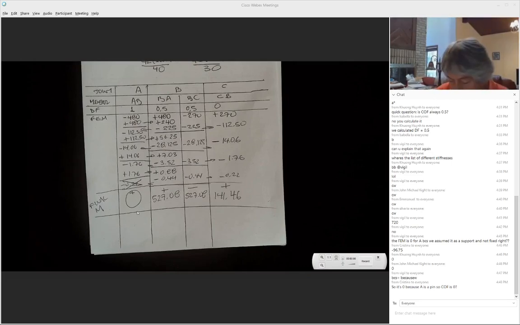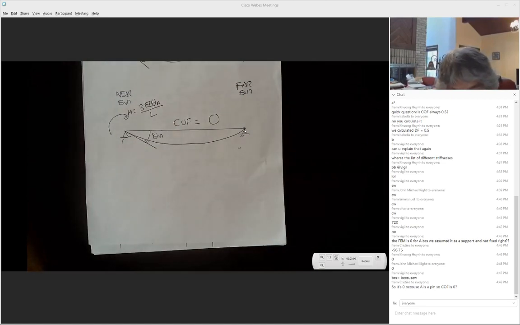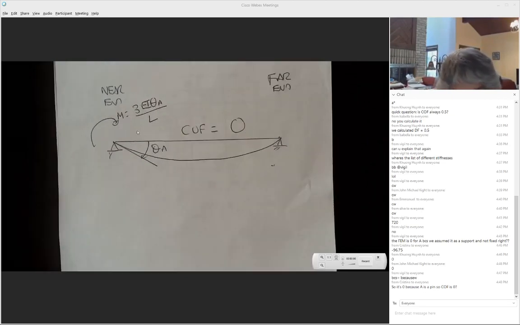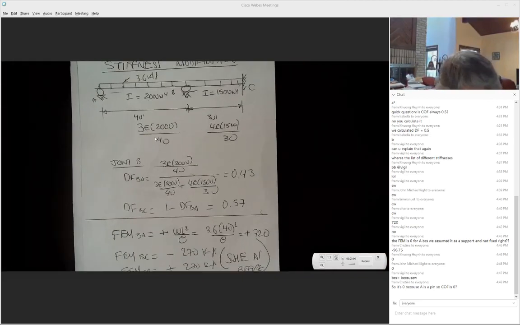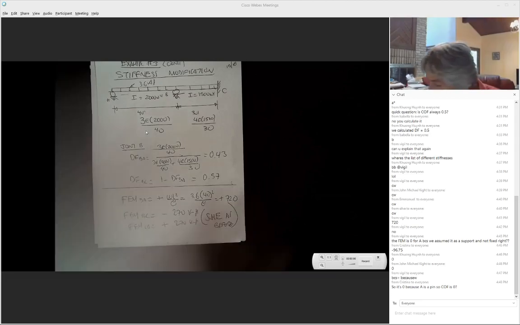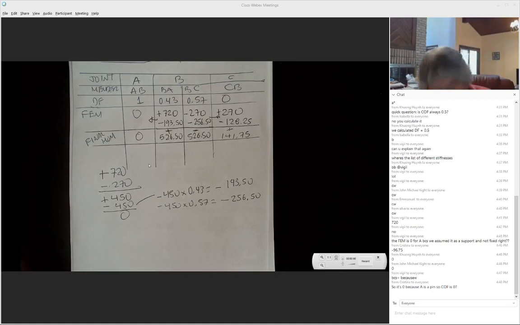So what we're doing right now, we're saying it is a pin with a roller. So I'm going to use the 3EI over L. And by using the 3EI over L, from here to there, the carryover factor is 0. So we were able to solve this problem in one line. So this is the importance of modifying the stiffness. It reduces the amount of work. Any question?